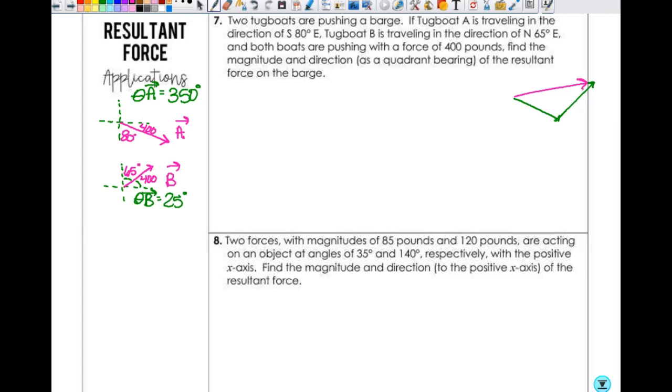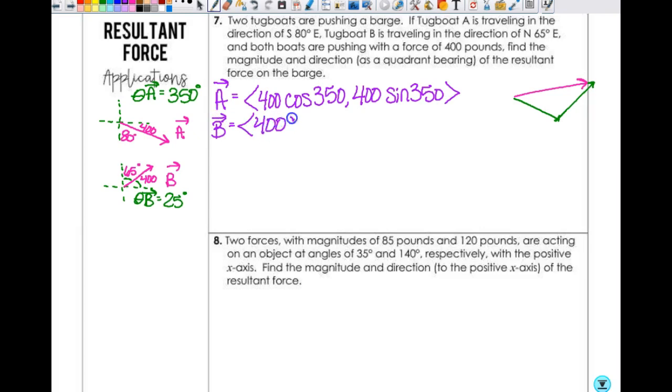So when they're pushing on the ship at the forces they are, it's going to make the ship go that way a little bit, which looks like it's probably aiming towards the first quadrant a little bit, not a huge angle as far as theta is concerned. All right, so let's find our two vectors. We've got vector A, which would be 400 times the cosine of 350, and then 400 times the sine of 350. Then vector B is going to be 400 times the cosine of 25, and 400 times the sine of 25.